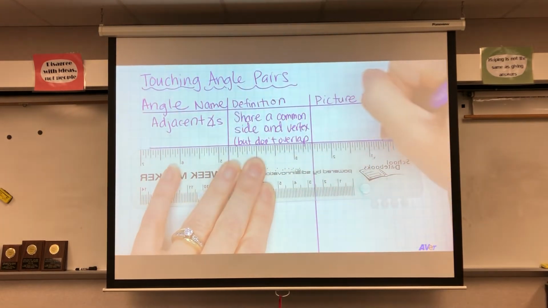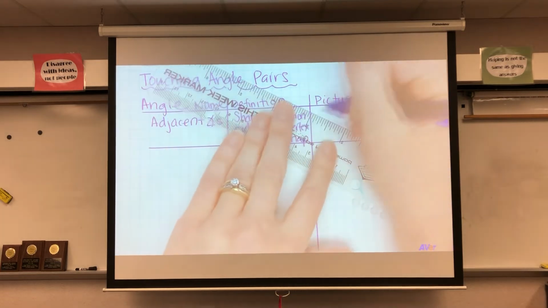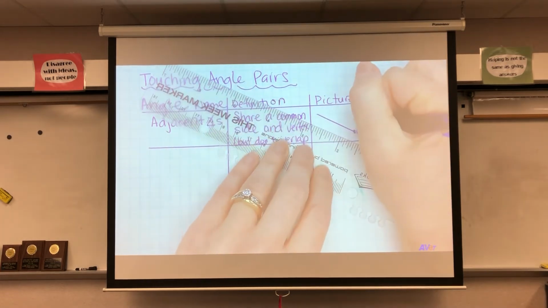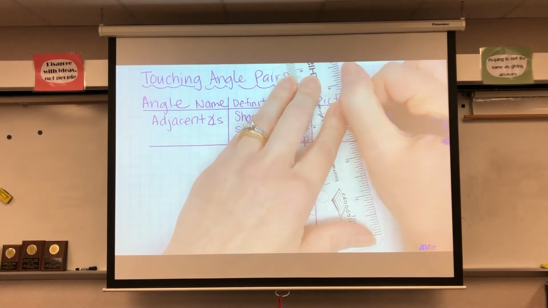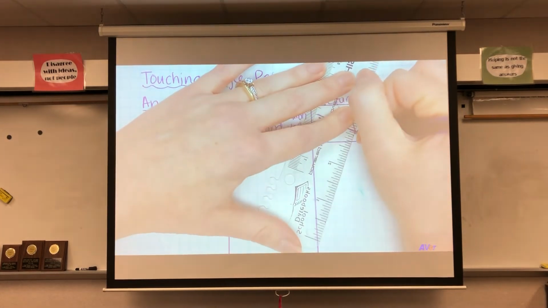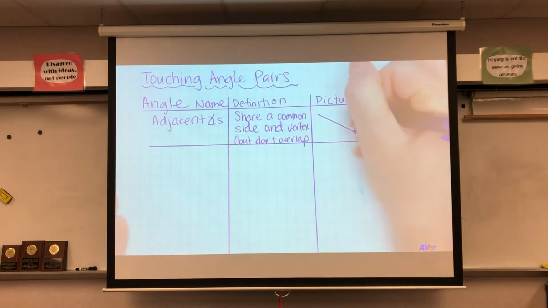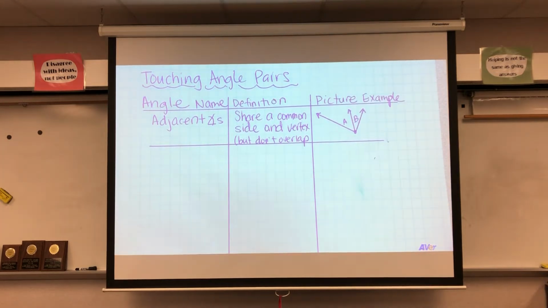So if I wanted to show you an example, I could just draw any two angles as long as their vertex, this point here, is touching each other and I have their rays going off in whatever direction. So here, angle A and angle B are adjacent angles because they share a common side and a common vertex.